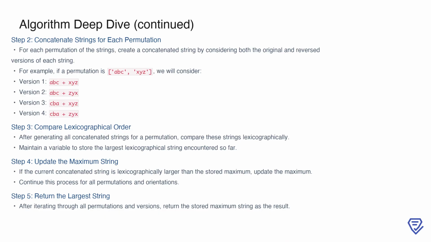To keep track of the largest string encountered so far, we use a variable that updates whenever we find a string that is lexicographically larger than the current maximum. Finally, after processing all permutations and orientations, the stored maximum string will represent our result, and we return it.